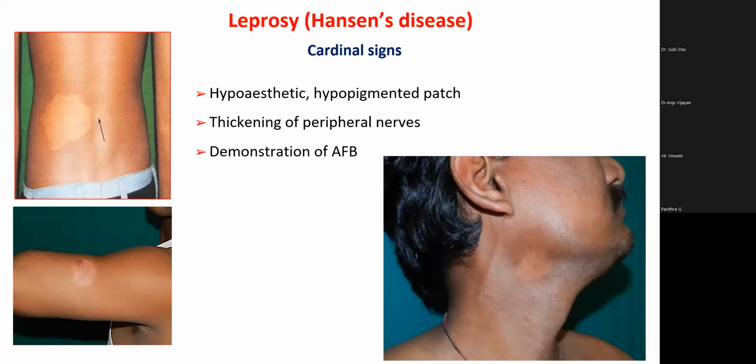So what are the cardinal signs? How do we diagnose leprosy? So WHO has given us 3 cardinal signs, and presence of one sign is more than enough to make the diagnosis and start the patient on treatment.